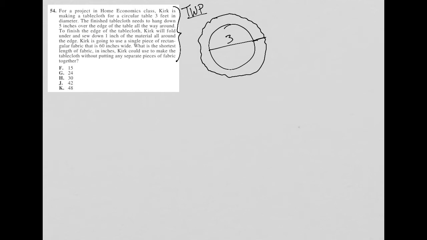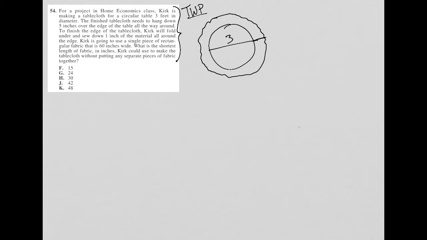So this question says, for a project in home economics class, Kirk is making a tablecloth for a circular table 3 feet in diameter. So I'm just going to draw that circle. Here's my table with a 3-foot diameter. The finished tablecloth needs to hang down 5 inches over the edge of the table all the way around. So now I'm going to say, well, my tablecloth is out here. And I know I'm making a squiggly line, but it would be a circle.